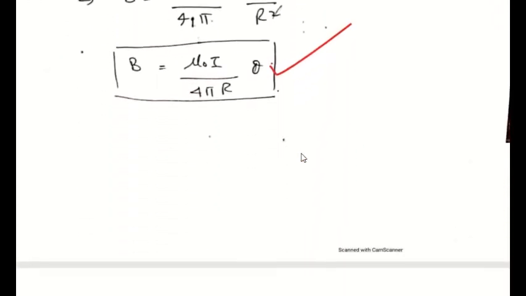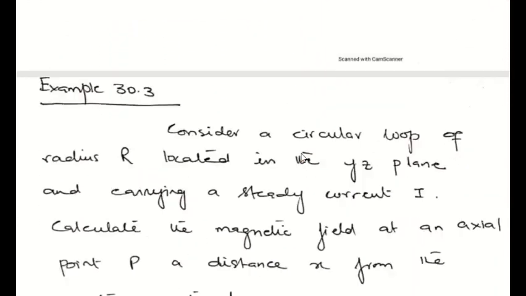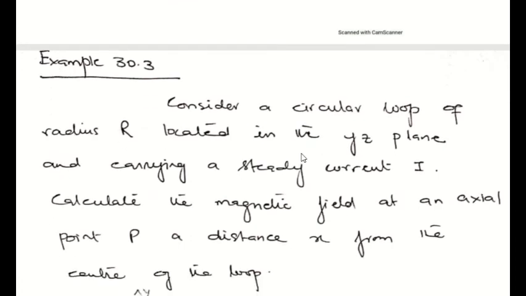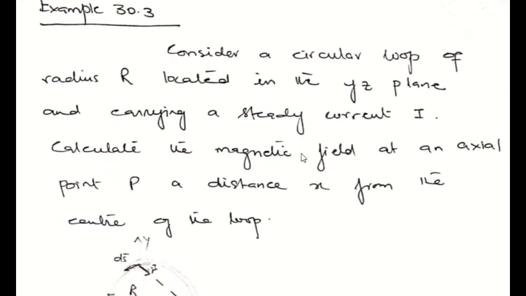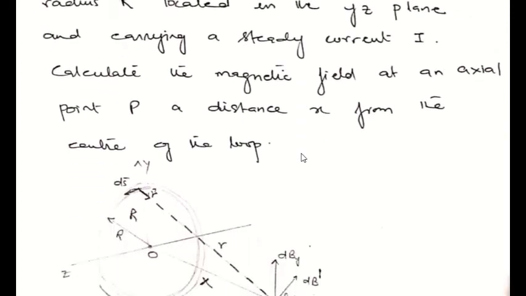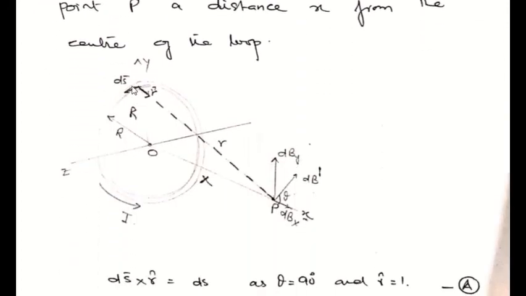Okay, in the third example, consider a circular loop. Now we have a complete circular loop of radius R located in the YZ plane and carrying a steady current I. Calculate the magnetic field at an axial point P, a distance x from the center of the loop. So now let us suppose that this is a loop over here, and this is the length element in this direction, and the unit vector r is in this direction.